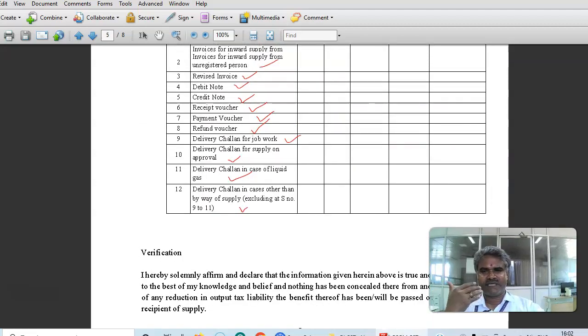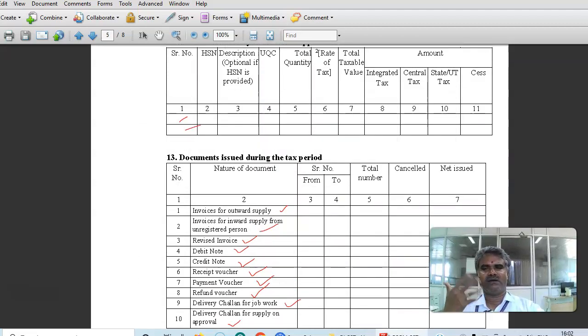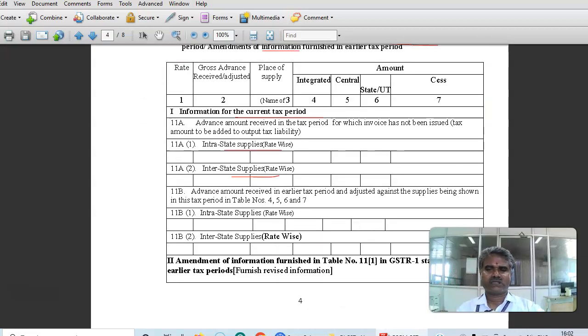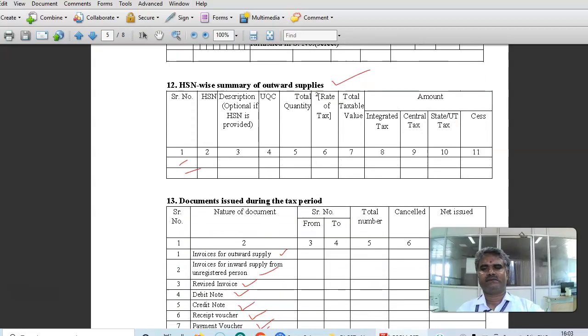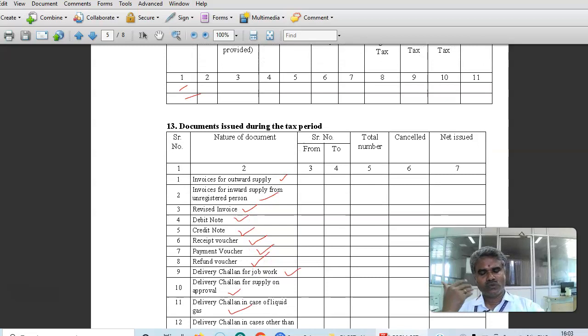Then after giving all the information, start from 1 to 13. You download this form. It is available on the website. You do not worry about that. Simply you have to type "returns and forms part B 2017". So everything will come. It is available on the internet.